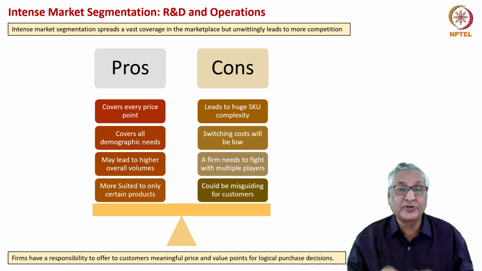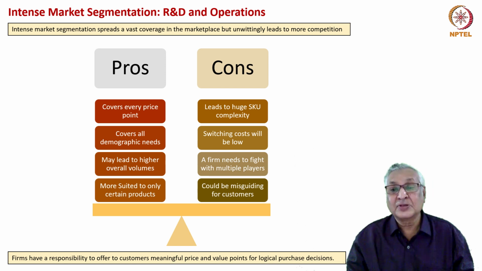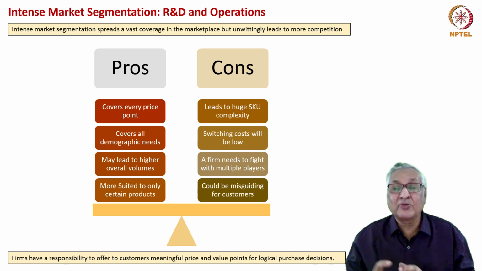That is, with minor tweaks in the product, you might chop the market segment into even more micro segments. Whereas in terms of the disadvantages, it leads to huge SKU complexity, leads to switching costs, which could be low, and therefore customers may jump from one model to the other model. And we need to fight with multiple players and it could be misguiding for customers.